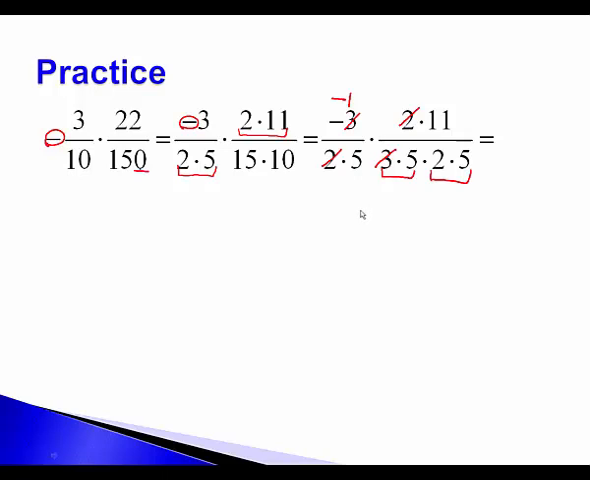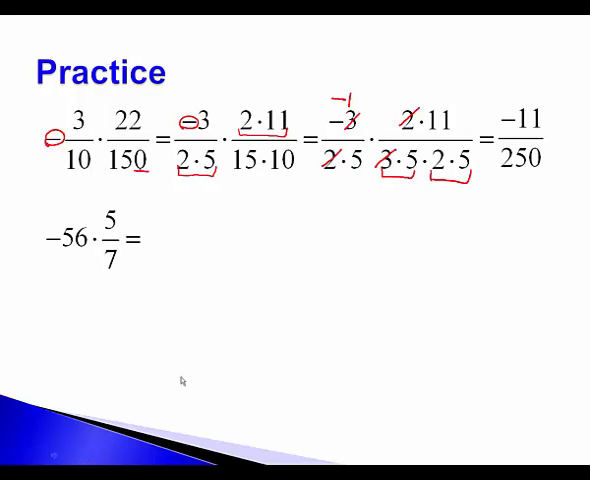When I multiply the numerators, I get a negative 11, and when I multiply 5 times 5 times 2 times 5 in the denominator, I'm going to get 250. So my final answer is negative 11 over 250. Cannot reduce it any further, or there would have been more common factors. Let's look at this one now.